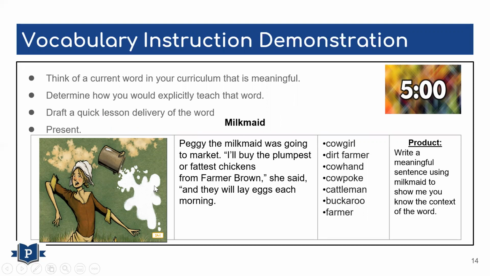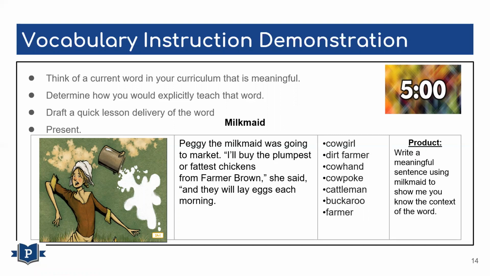The current word in the CKLA curriculum for first grade is milkmaid. So then I pulled out the text. Peggy, the milkmaid, was going to the market. I'll buy the plumpest or fattest chickens, said the milkmaid, from Farmer Brown, and they will lay eggs each morning. So then, what is a milkmaid?